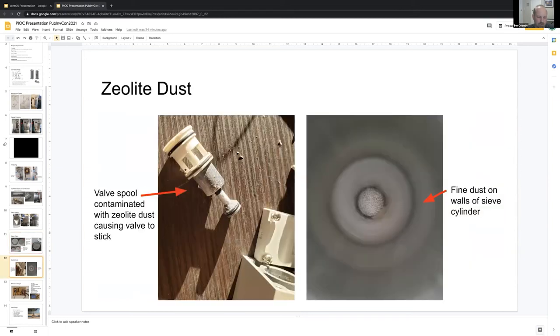And you can see here, this is some valve contamination. So you can see how the filtration is really required, because this dust is extremely fine and actually caused the valves to stick and jam up. And there's also a lot of very fine dust. And this could also get into the patient's lungs. So it's quite a challenge.